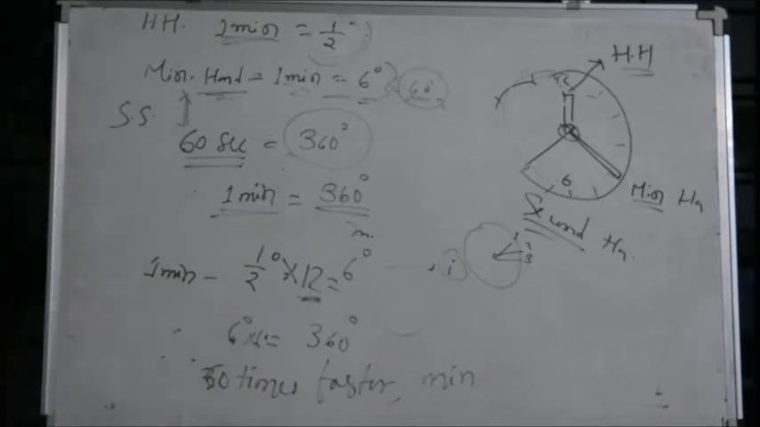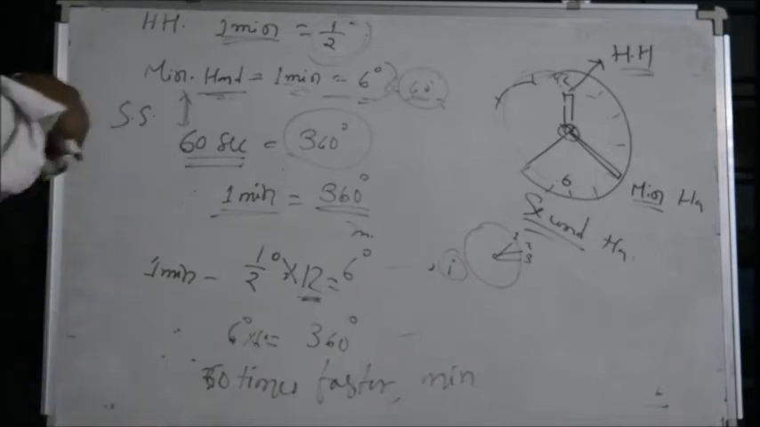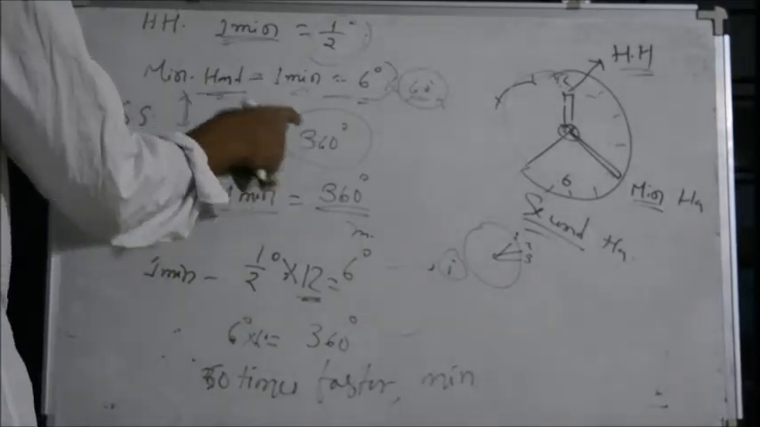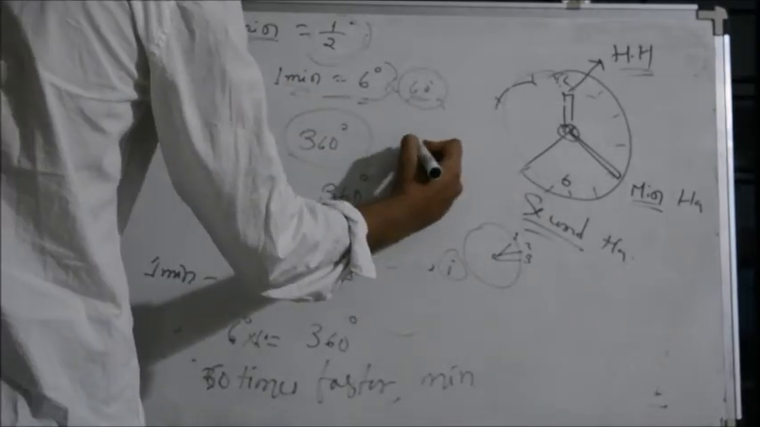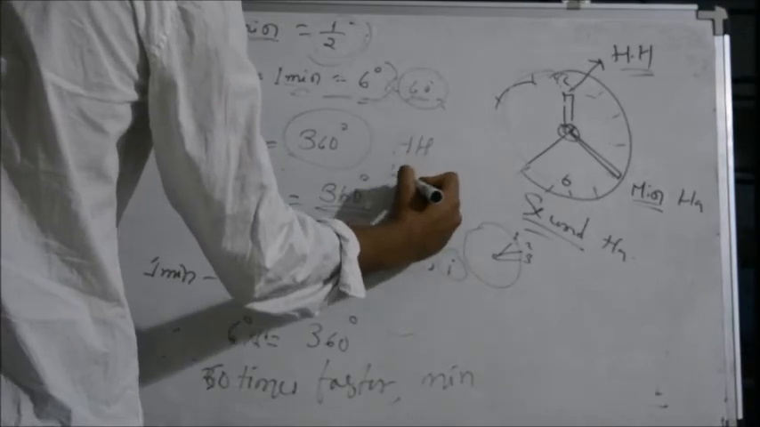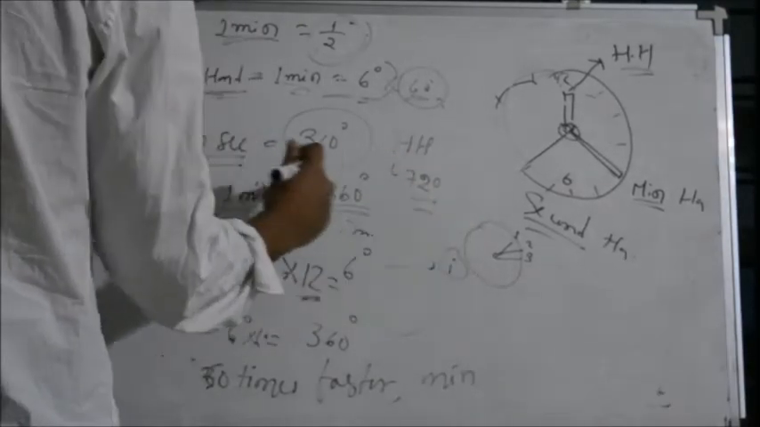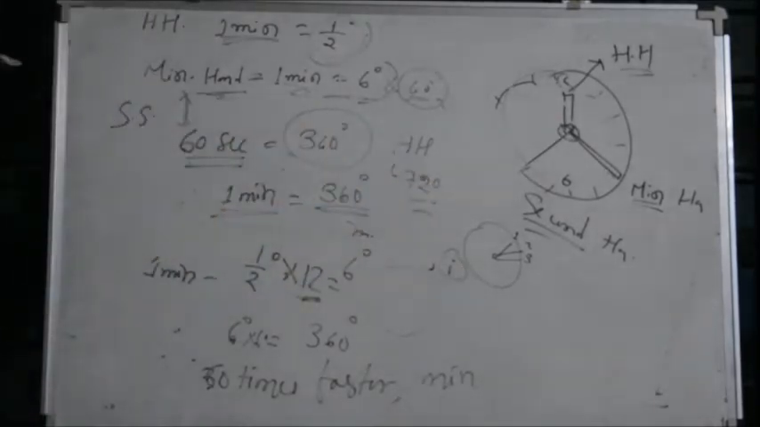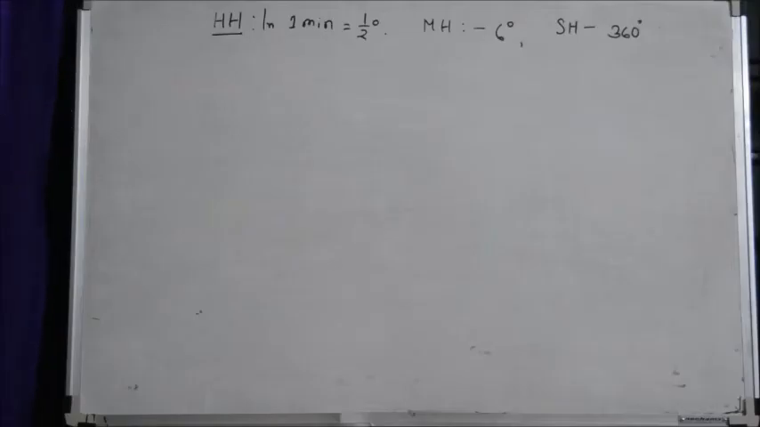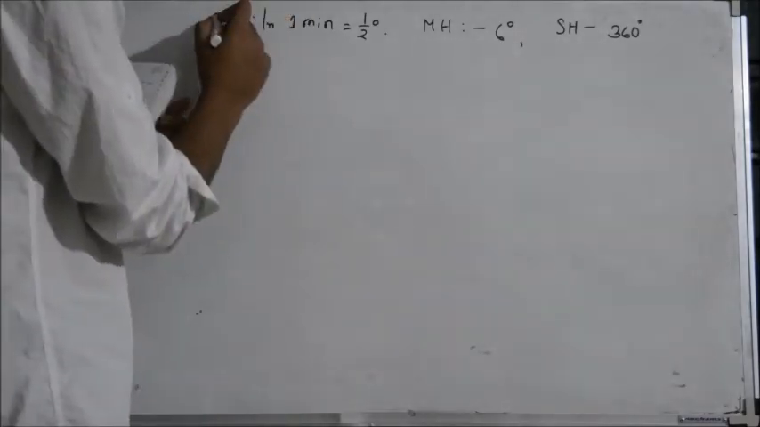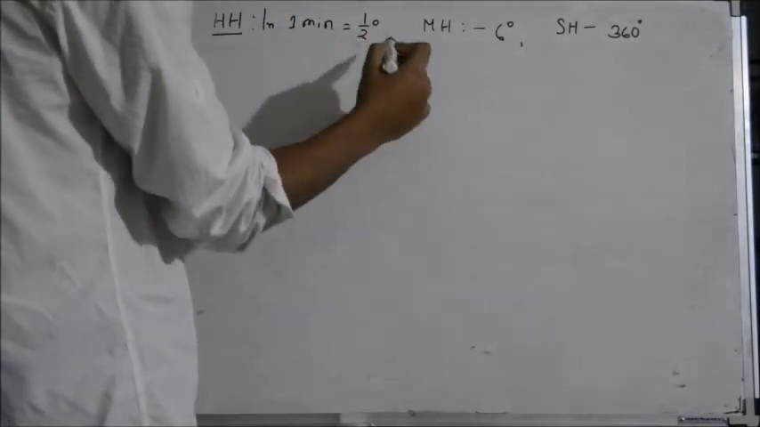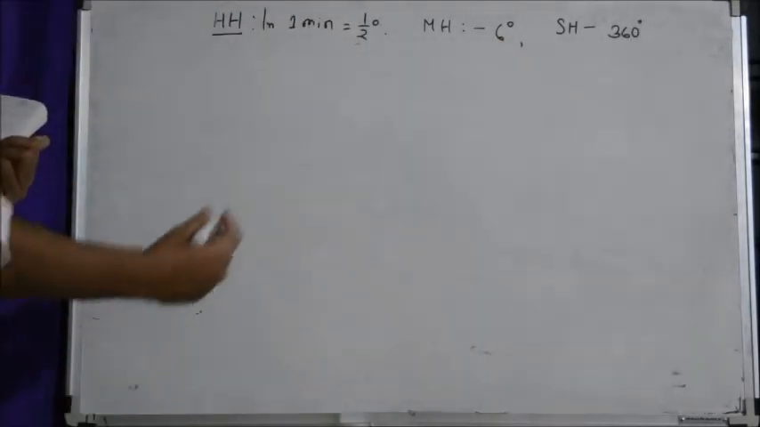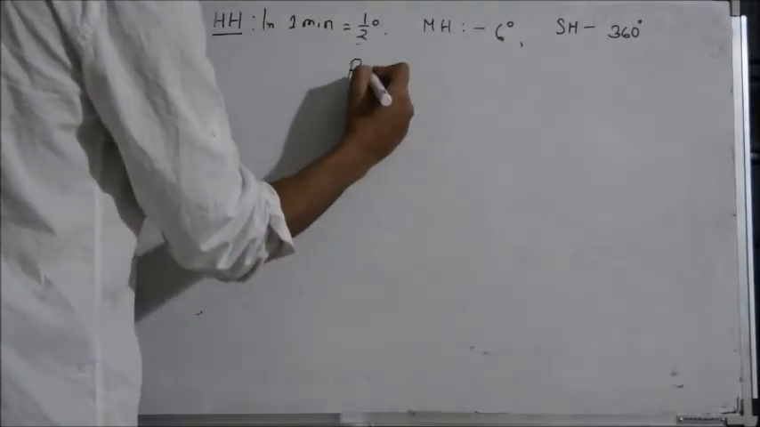So these are the basic relations, and also you can write, if you compare the hour hand and the second hand, it will be 720 times. The hour hand is 720 times slower than the second hand, or you can say the second hand is 720 times faster than the hour hand. So we have already come to these relations. The hour hand will go half degree in 1 minute, the minute hand will go 6 degrees, and the second hand will go 360 degrees. Now our topic is relative speed.